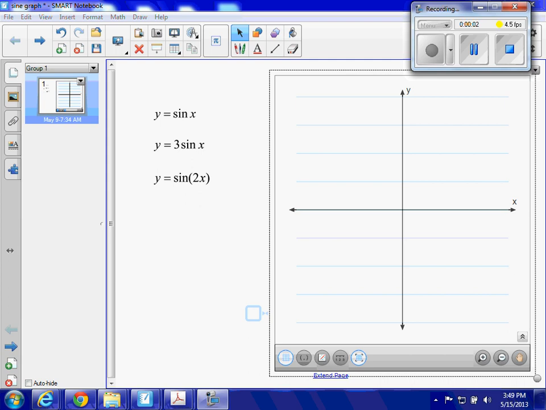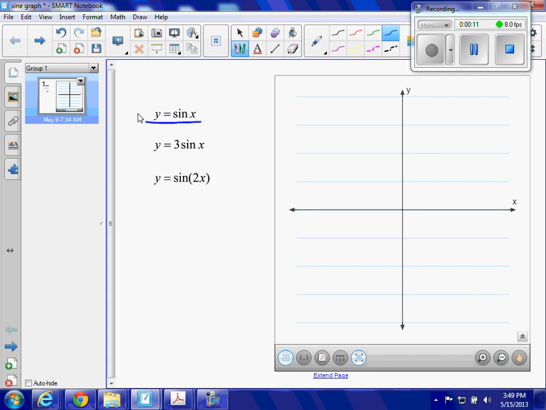So let's talk a little bit about how to do some of the basic transformations of a sine function. So I have the function y equals sine x. And there's a couple things we need to know about the sine function. First of all, the parent function of the sine function has an amplitude of 1. That means that the maximum value it's going to get to is 1, and the minimum value it's going to get to is negative 1.